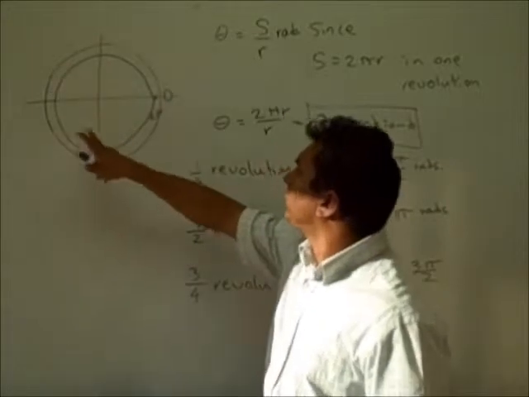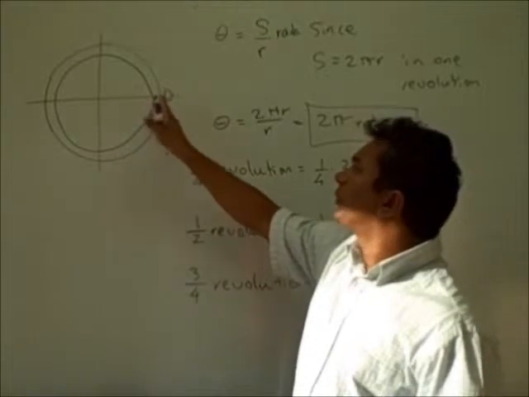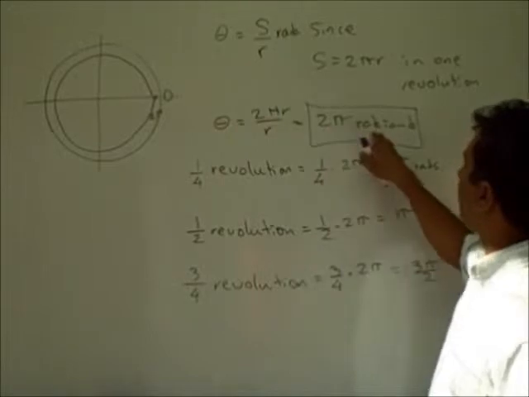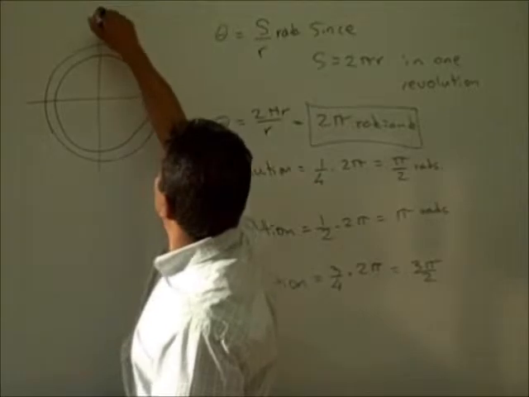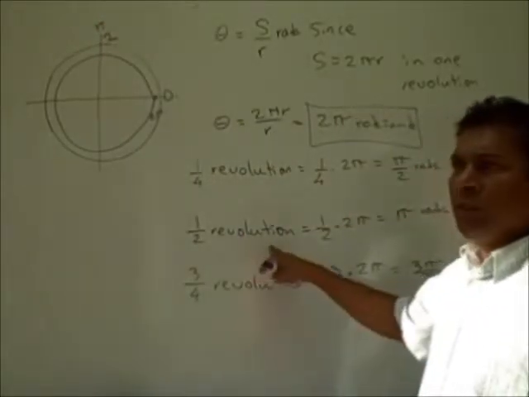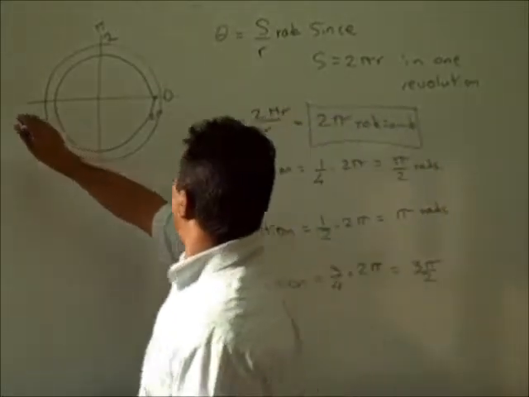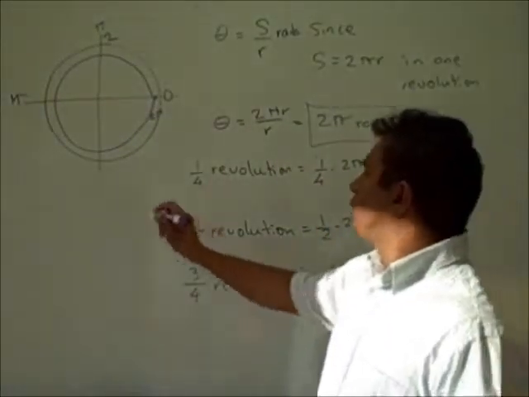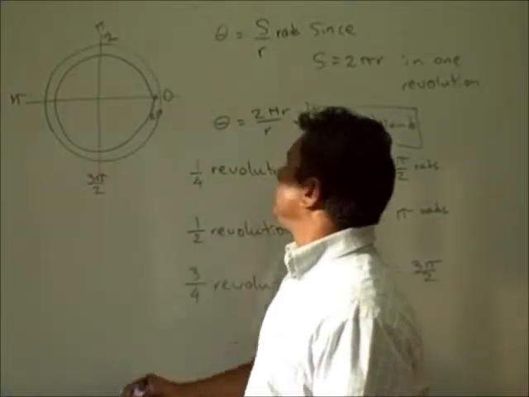So for one complete revolution from the initial side back to the initial side, it's 2 pi radians. For 1/4 of a revolution, that would be 1/4 times 2 pi radians, which simplifies to give us pi over 2. For half of a revolution, we have half times 2 pi, which is equal to pi radians. And for 3/4 of a revolution, we have 3 over 4 times 2 pi, which is 3 pi over 2.